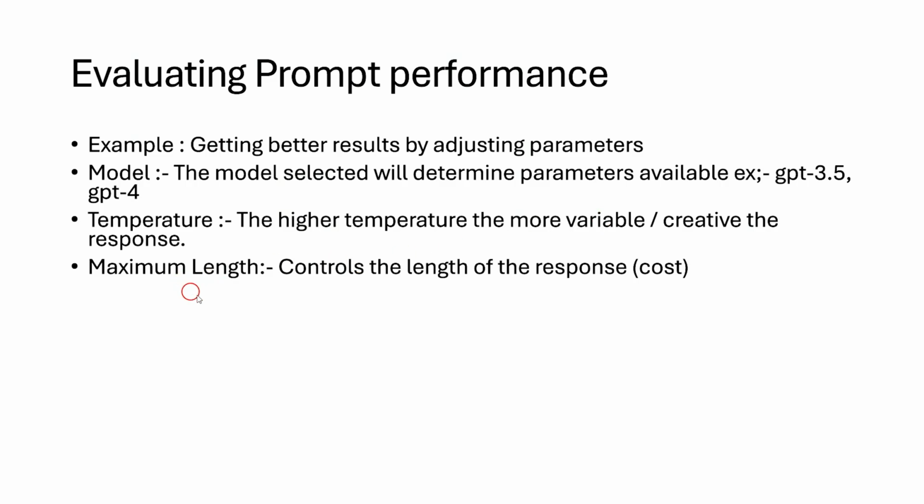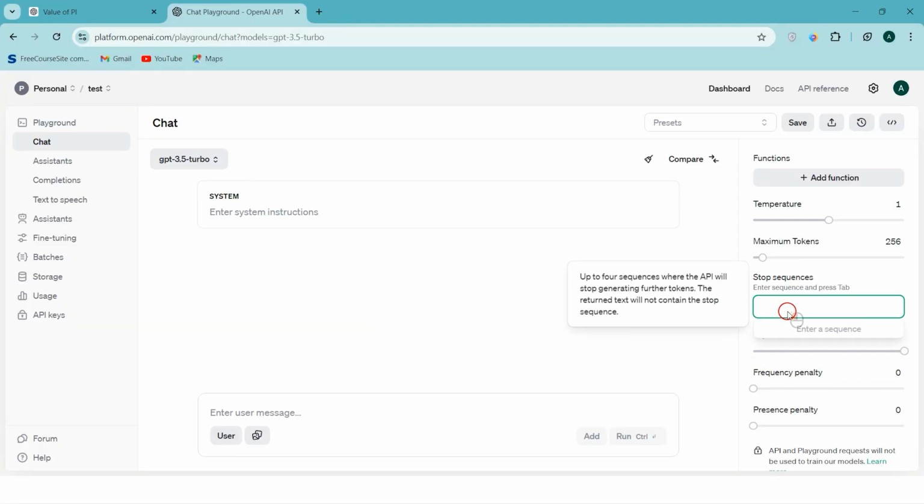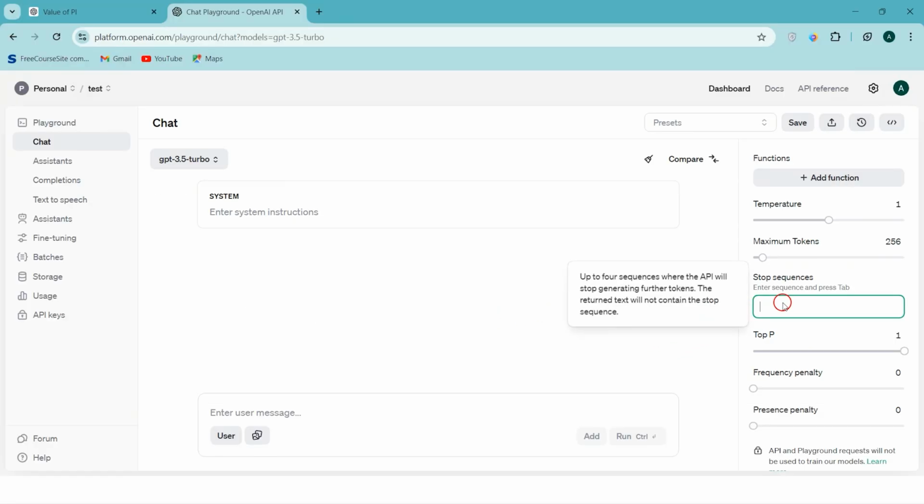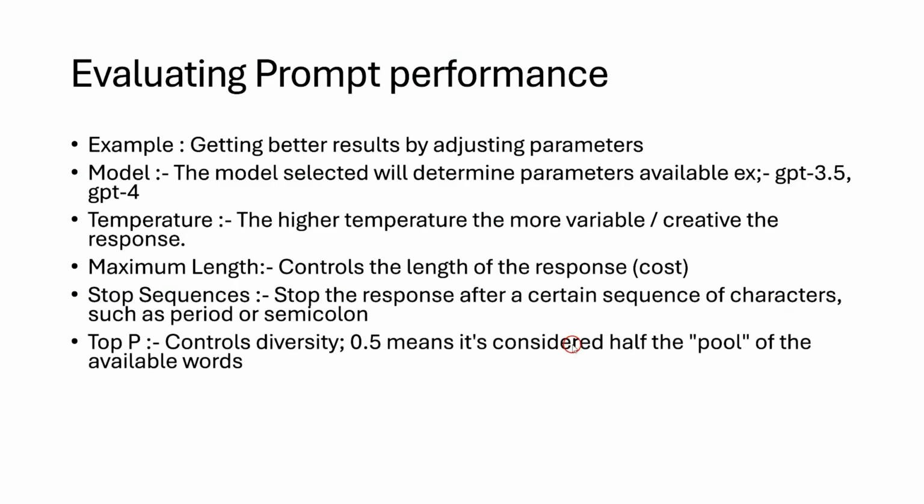The next one is stop sequences. Stop sequences stop the response at a certain sequence of characters, such as a period or semicolon. Here you can see stop sequences. You can mention up to 4 sequences where the API will stop generating further tokens. The returned text will not contain the stop sequence. So if you say period or semicolon, it will stop responding once we get that sequence.